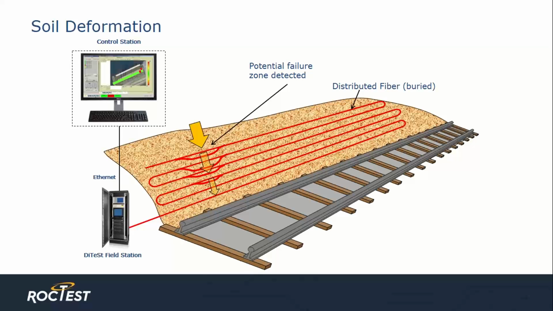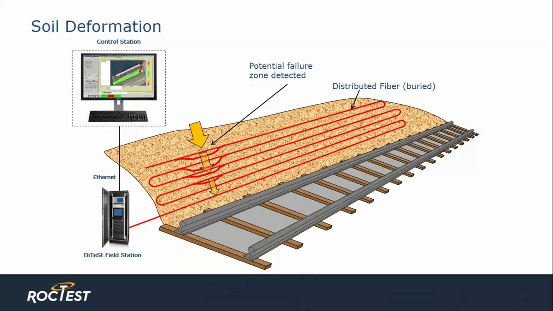In this example, we're looking at soil deformation in a slope adjacent to a rail line. The fiber would be buried in the embankment as a retrofit or new construction. In this instance, you can see the sloughing of the distributed fiber that would, on the left, be reflected as strain changes.